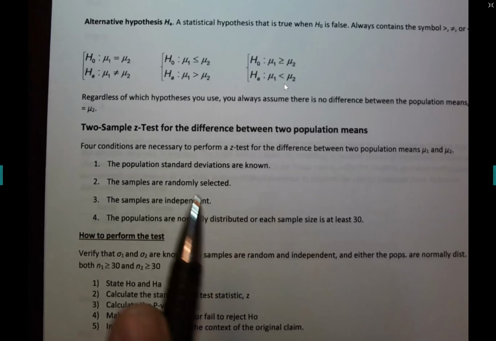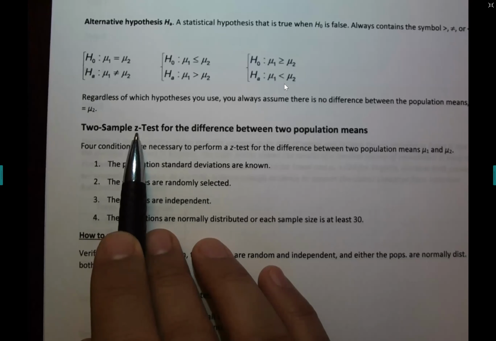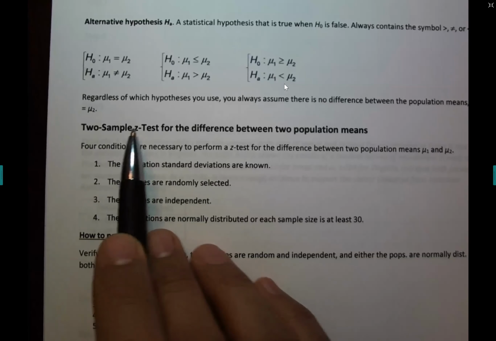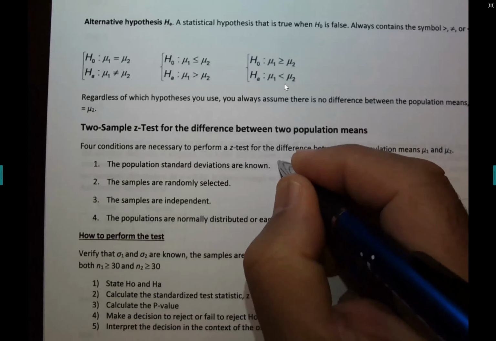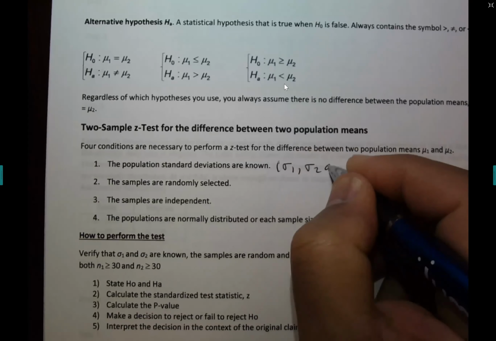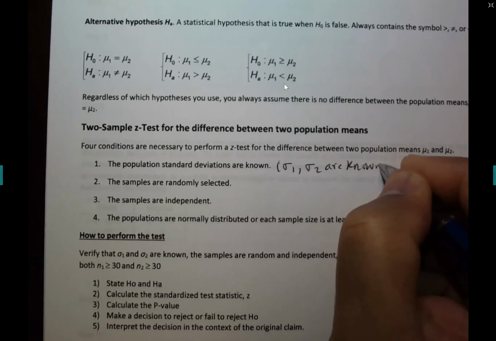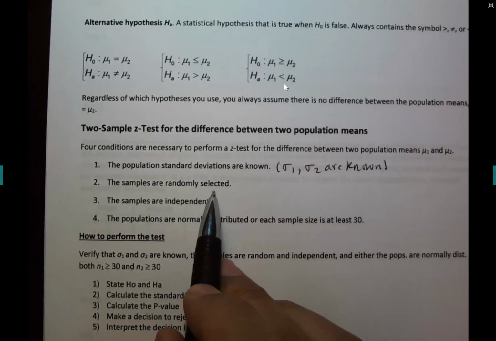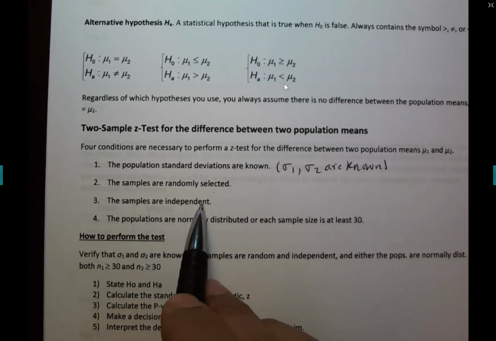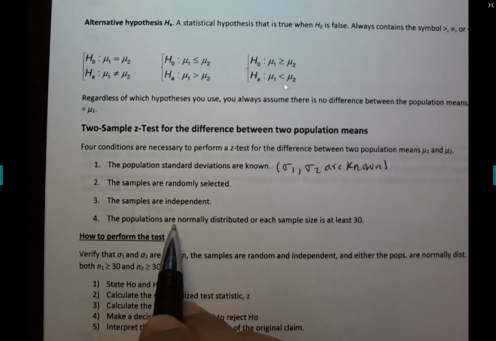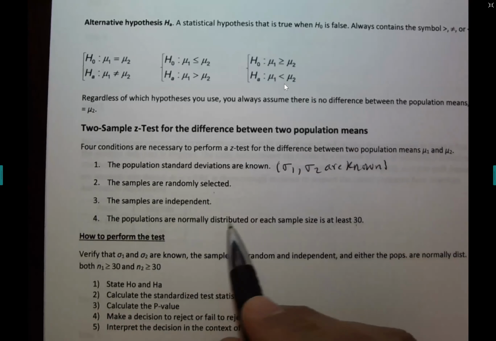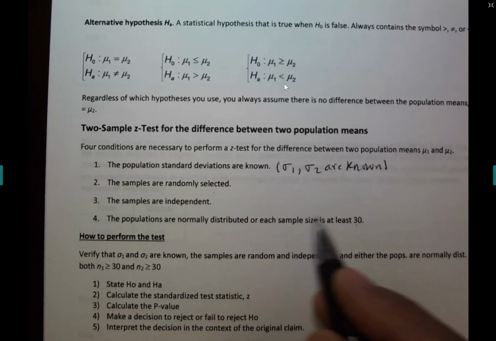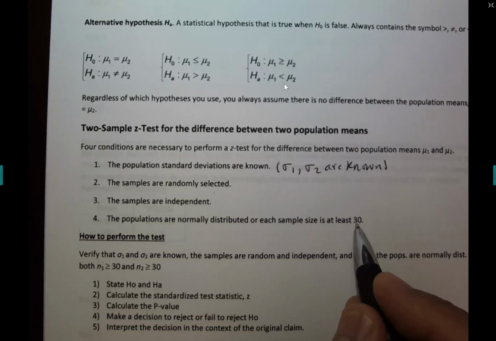To perform a two-sample test, now it's not a one-sample z-test anymore, guys. It is a two-sample z-test. In order to perform a two-sample z-test, sigma 1 and sigma 2 must be known. The samples must be randomly selected, which is always good statistics. The samples must be independent, and the populations have to be bell-shaped, or the sample sizes must be more than 30. So you either have a population that is bell-shaped, or if it's not, and you're given a sample size more than 30, we're good.